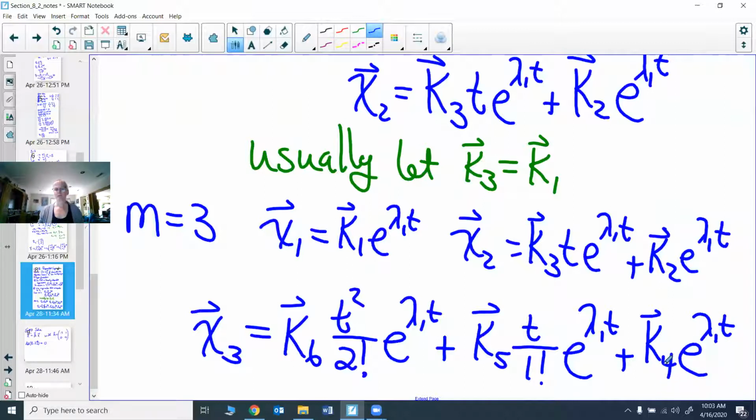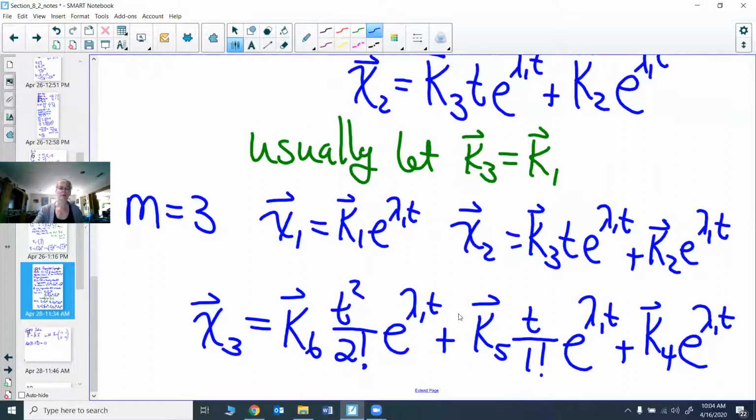The main thing is that of your eigenvectors, k4, k2, k1 cannot be the same because then you wouldn't have linearly independent terms. K5 and K3 could not be the same because then you wouldn't have linearly independent terms. But some of the other ones could be the same. So we're going to do an example of this method and see what happens here.